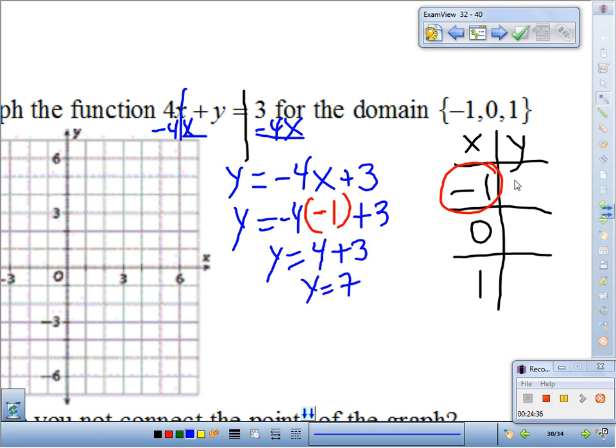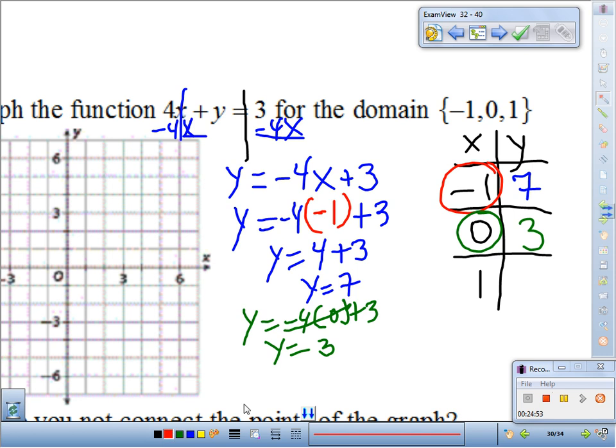7. That goes right there. What's our next value, everyone? 0. So we're going to do the same. So it's y equals negative 4 times 0 plus 3. What is negative 4 times 0? Nothing. We're left with 3.